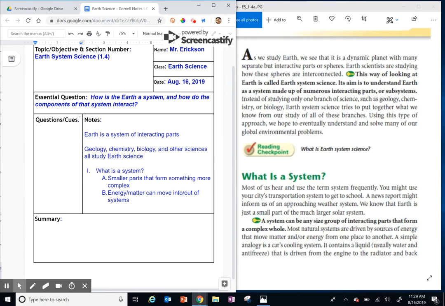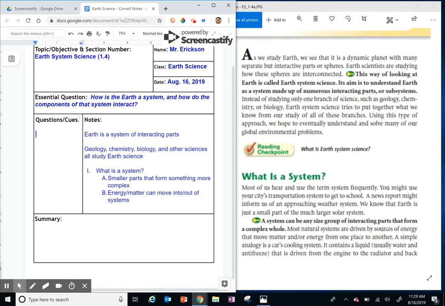It's just a complex thing that we can break into smaller parts. Now, as we're talking about this, I realize some of you may have studied the human body before and know that that's a great example of a system. So I'm going to let this introduce me to our next section.